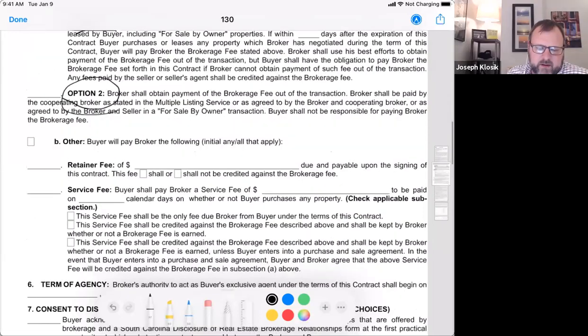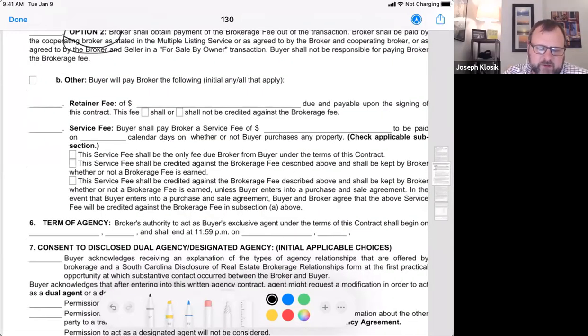So part B, retainer fee. This is another option: you can charge a retainer fee due and payable upon the signing of this contract. That fee shall or shall not be credited against the brokerage fee. So you could say, I'm going to charge you a retainer fee of $500, which you pay up front. And then you could also say I'll credit that back to you at closing. Not a terrible idea, right?